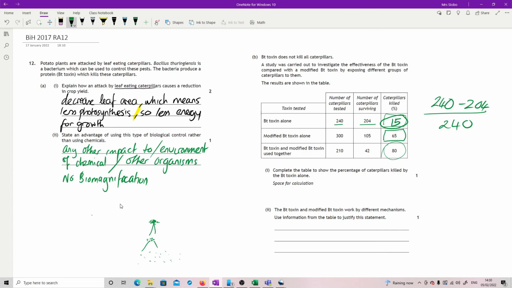So yeah, you could just state that basically. You get 65% killed by the modified, 15% by the original. Together they make up the 80% that you get with both of them together. And that's what you're looking for. And that's the answer, and that's the question.